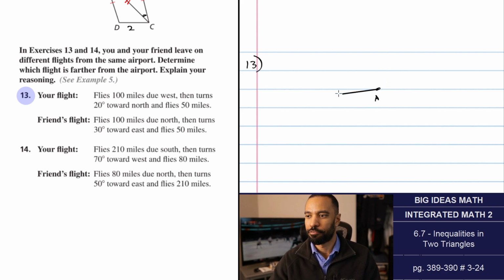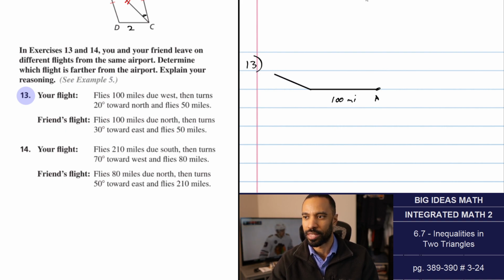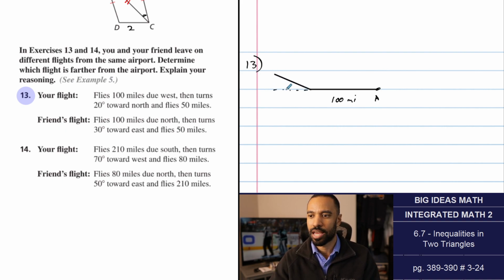and then here, I'm going to fly west this way 100 miles. Like that. And then I'm going to turn 20 degrees due north. That means like 90 degrees due north would be like that. 20 degrees due north is going that direction like that. And it's going to fly another 50 miles in that direction that we swing that 20 degrees. So here's that 20 degree turn where we go another 50 miles.